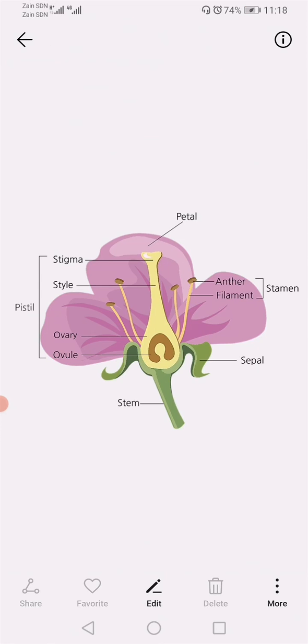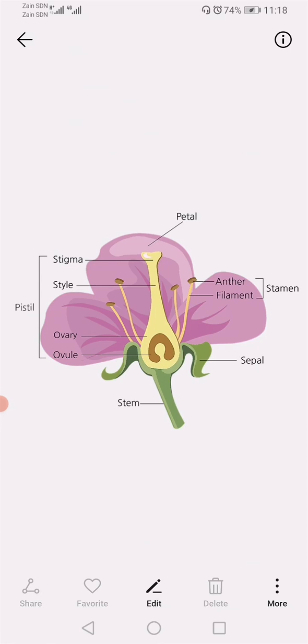Later we will see why we need to attract insects in the process of reproduction, and that process is done by a flower. So the sepal at the bottom, its function is joining the parts of the flower, holding or fusing the parts of the flower, and connecting it to the stem. Okay?